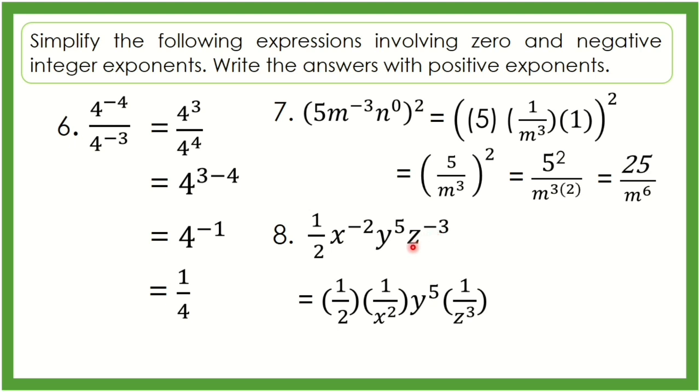Ang reciprocal ng z is 1 over z. Then, positive opposite ng negative 3 is positive 3. Simplify. 1 times 1 times y raised to 5 times 1 is y raised to 5. And then, 2 times x squared times z cubed. So, we have 2x squared z cubed. Okay, so that is our final answer.